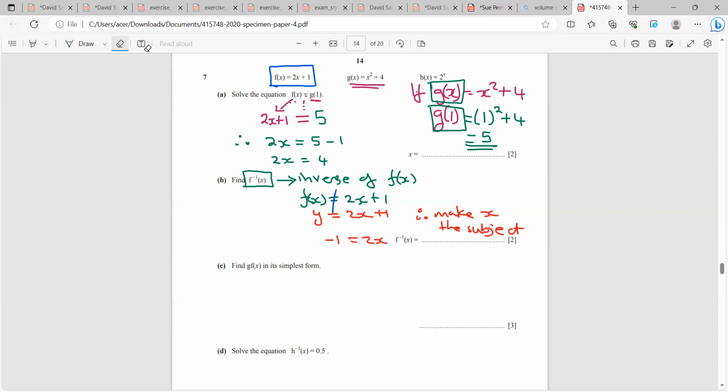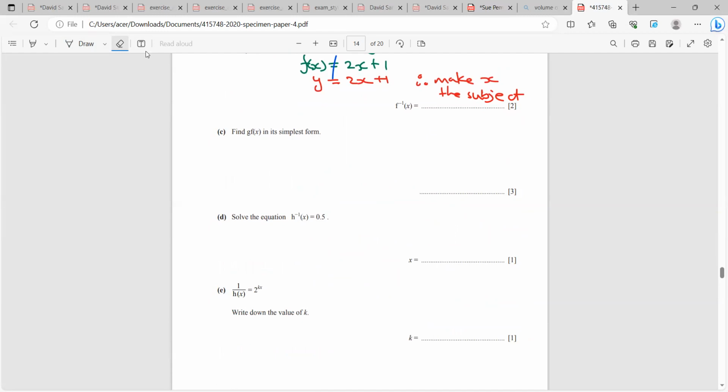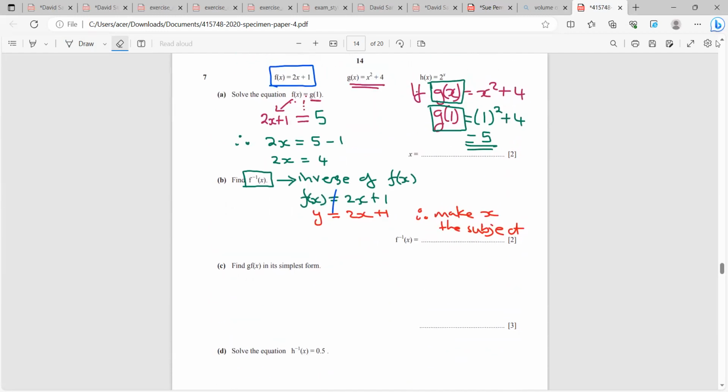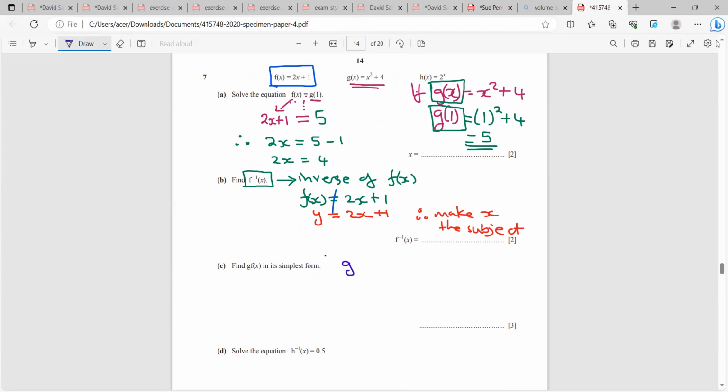Okay. So now we have, I think I marked it as case 2, where we need to find gf of x. I'm gonna leave it like that. So if you have two letters, two functions, g and f, but they are side by side, this is what we call a composite function.